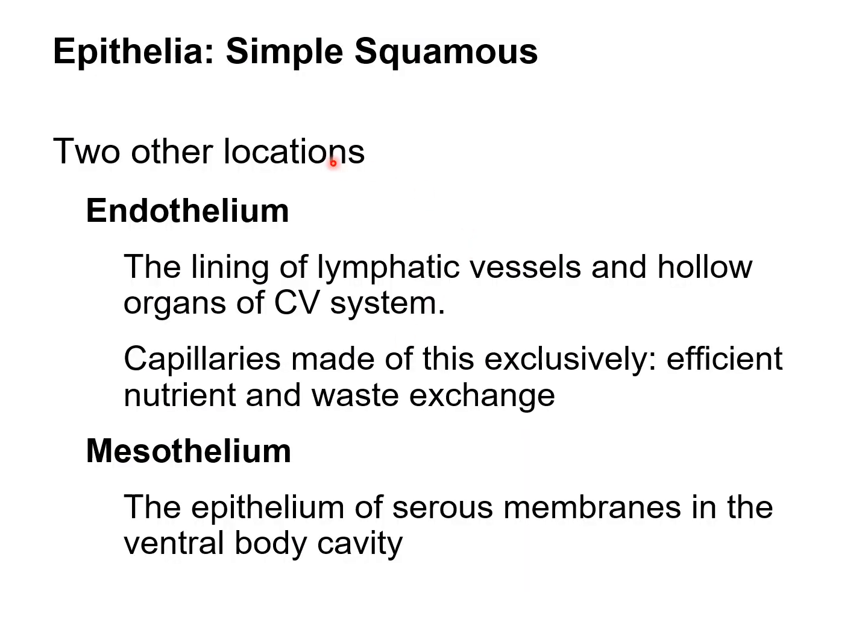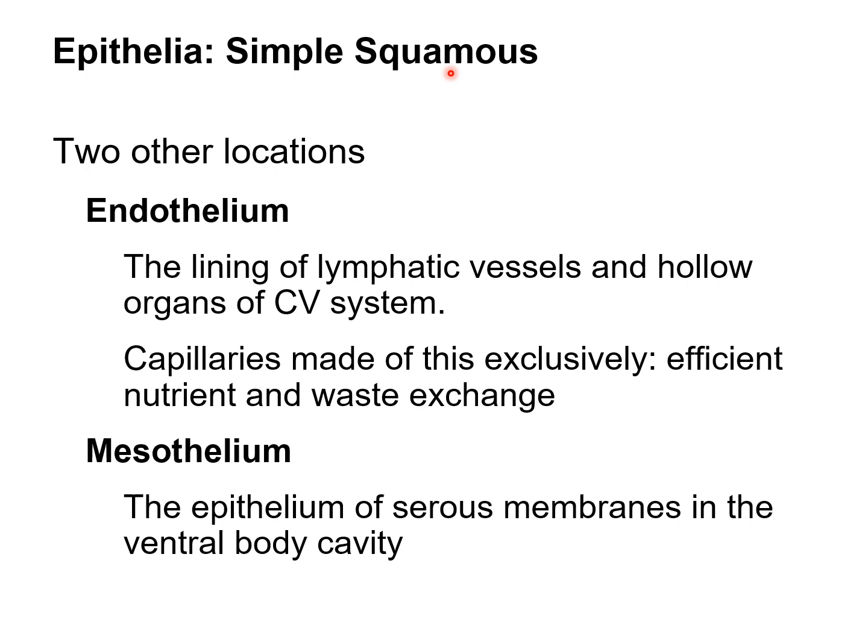As a side note, sometimes we see simple squamous epithelia in a couple other locations, like the inner lining of your blood vessels and lymphatic vessels. We call that endothelium. Capillaries and lymphatic vessels, inner linings. And lining the serous membranes in your ventral body cavity, we have something called the mesothelium. So these are just 2 other locations where we find simple squamous.